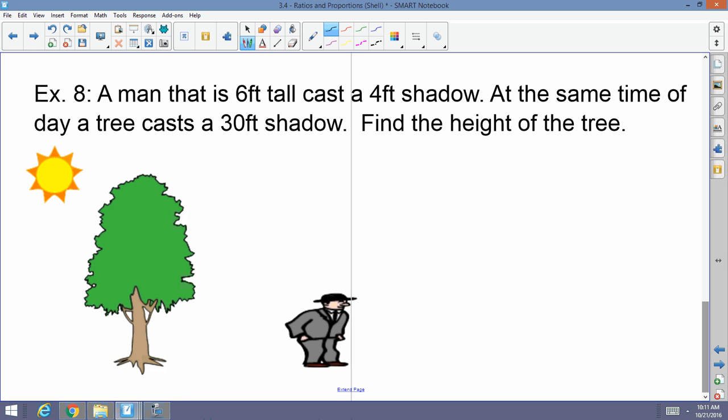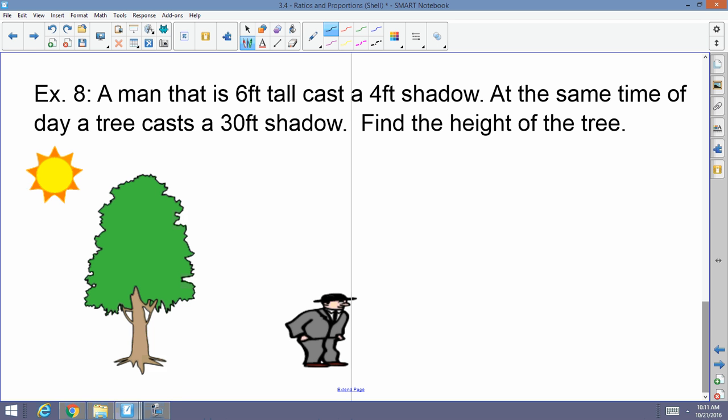So a man that is 6 feet tall casts a 4-foot shadow at the same time of day. That's very important. A lot of times people don't realize this. It's very important for them to say it's the same time of day, because as you know, the sun is moving. Well, we're moving, right? Sun rises, sun sets. So at different times of the day, the angle of the sun will vary. It's going to change. So I have a man that is 6 foot tall, casts a 4-foot shadow.